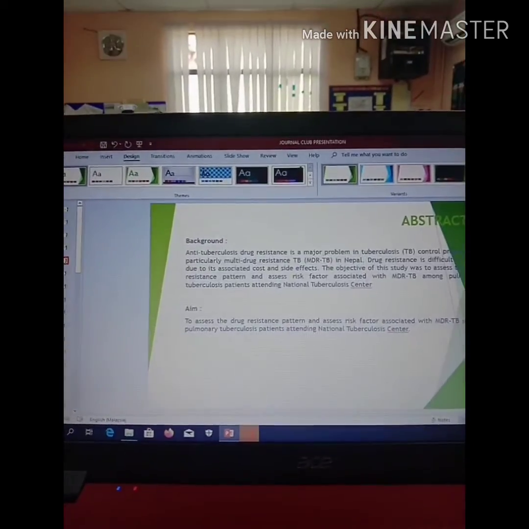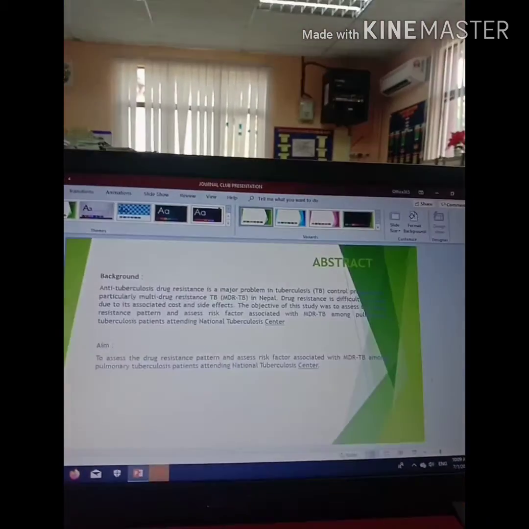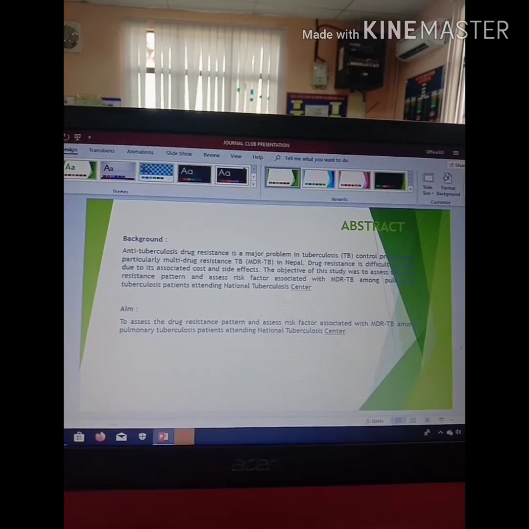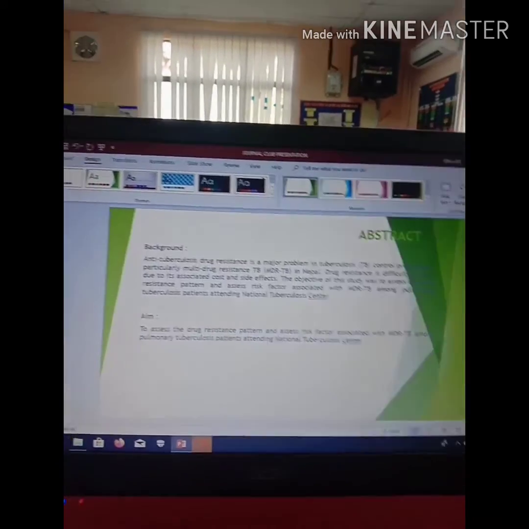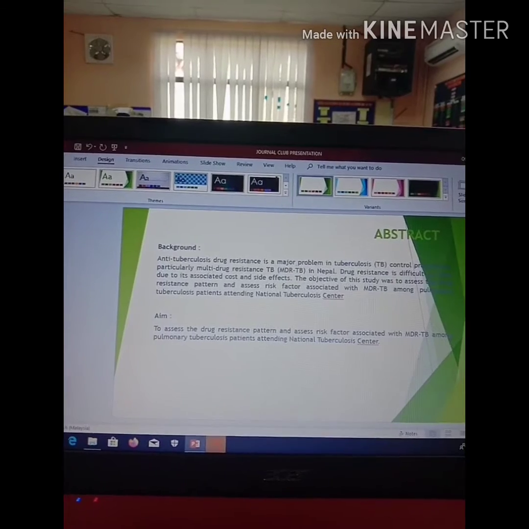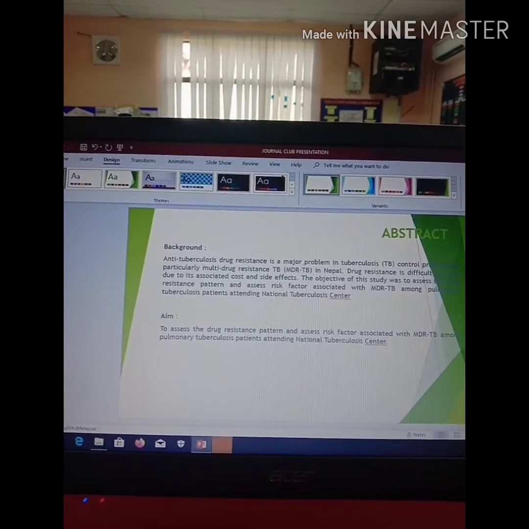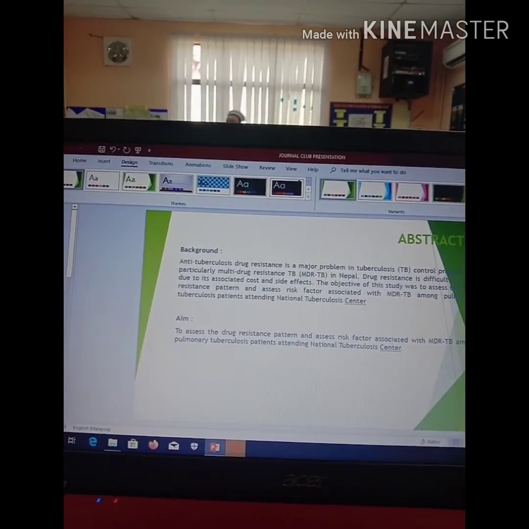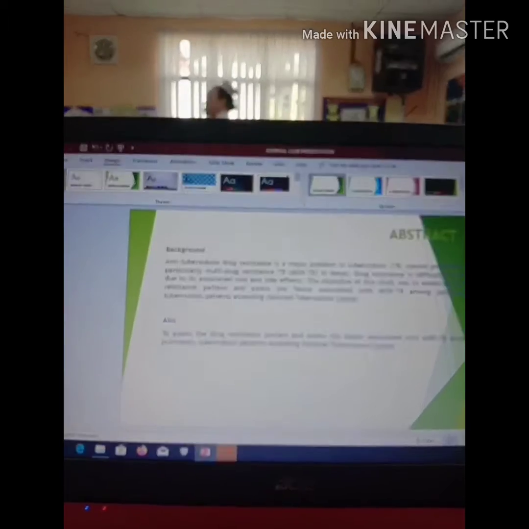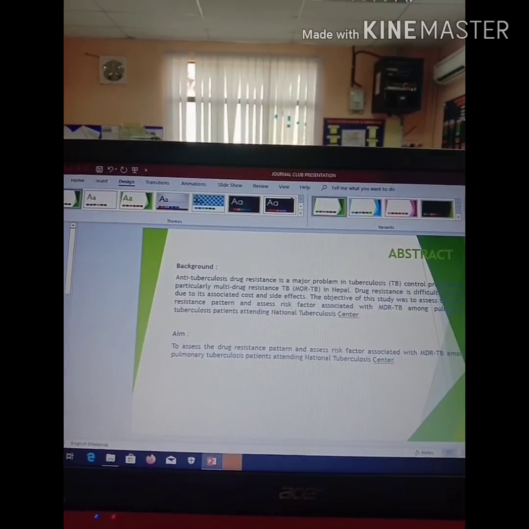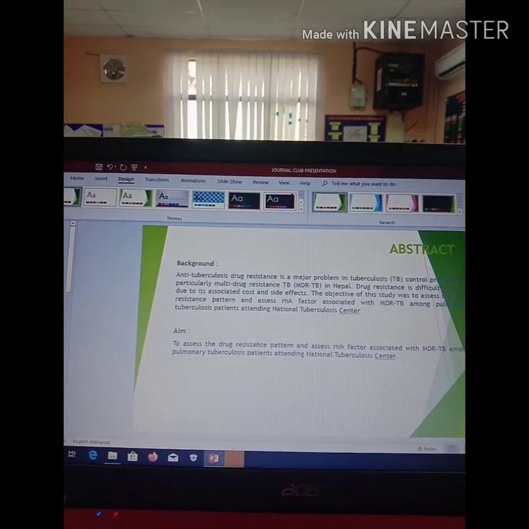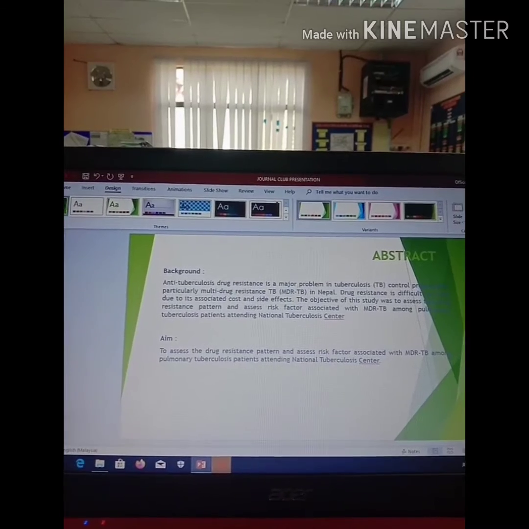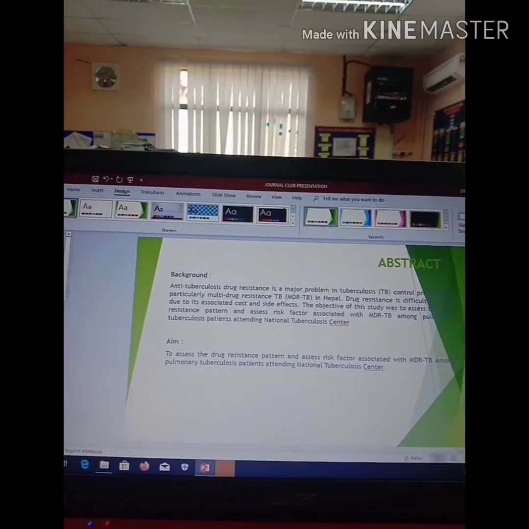Okay, for the abstract, background, we continue. Abstract background: anti-tuberculosis drug resistance is a major problem in the tuberculosis TB program, particularly multi-drug resistant TB in Nepal. Drug resistance is difficult to treat due to its associated cost and side effects. The objective of the study was to assess the drug resistant pattern and risk factors associated with MDR-TB among pulmonary tuberculosis patients attending the National Tuberculosis Center. The aim is to assess the drug resistant pattern and risk factors associated with MDR-TB among the pulmonary tuberculosis patients attending the National Tuberculosis Center.